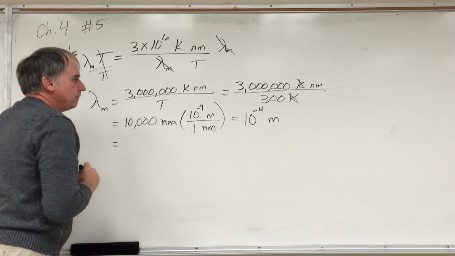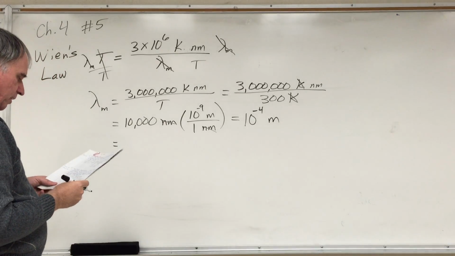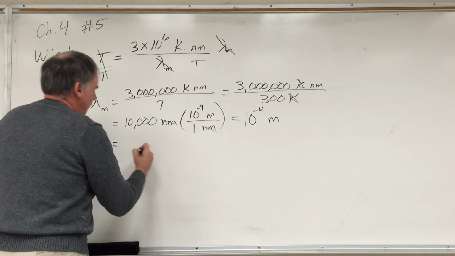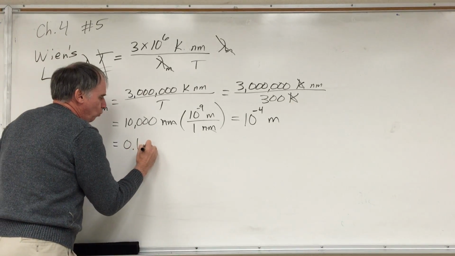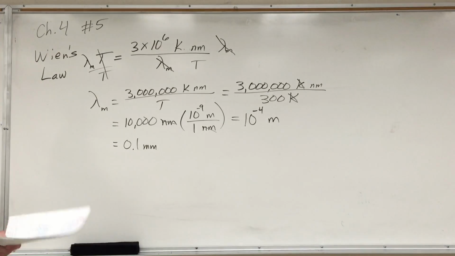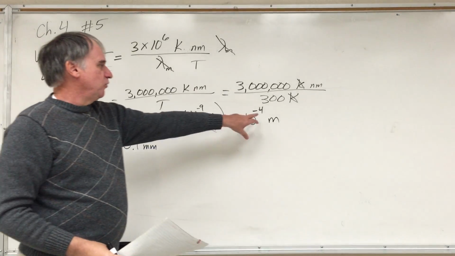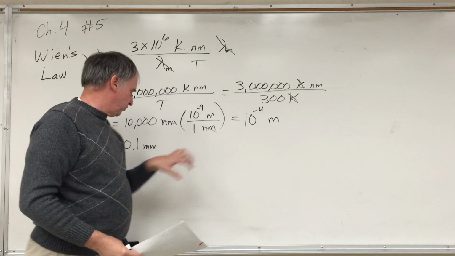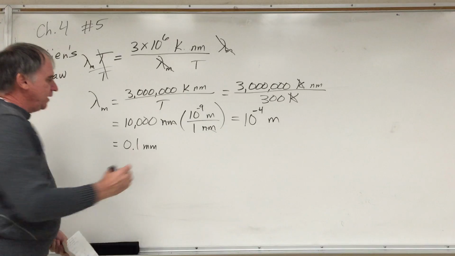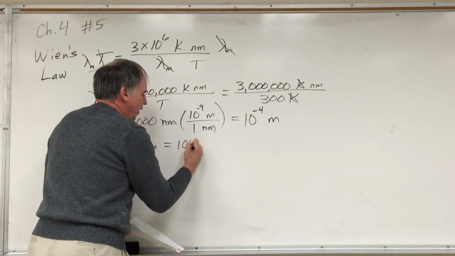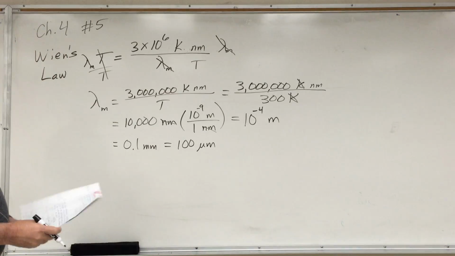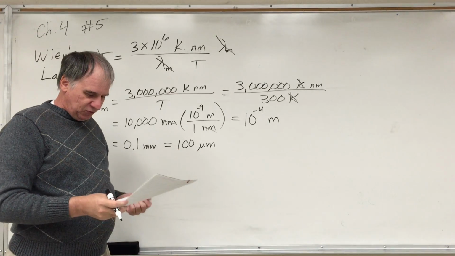And that works out to be the same as 0.1 millimeters. Mill is 10 to the minus 3. So this is 1/10 of 10 to the minus 3, 1/10 of a millimeter. It could also be written as 100 micrometers, where micro stands for 10 to the minus 6.